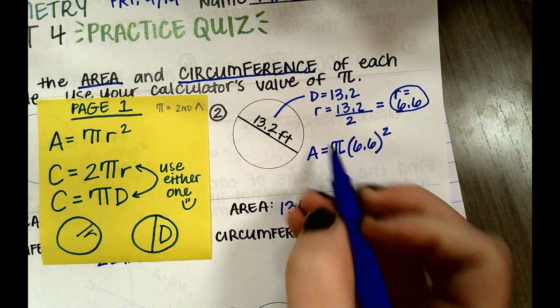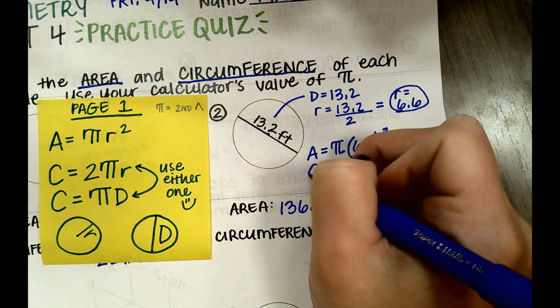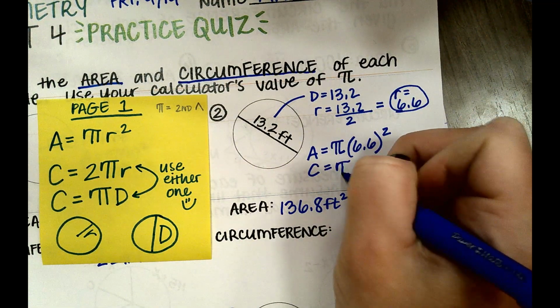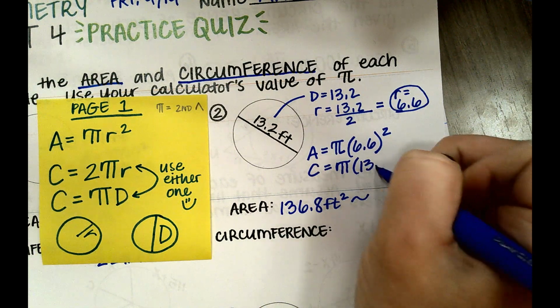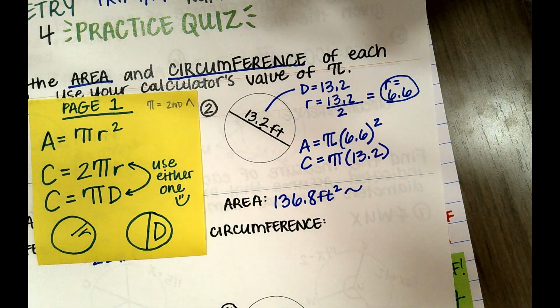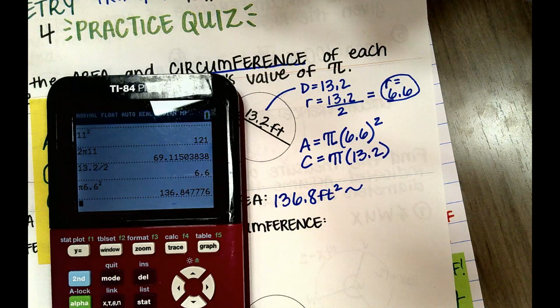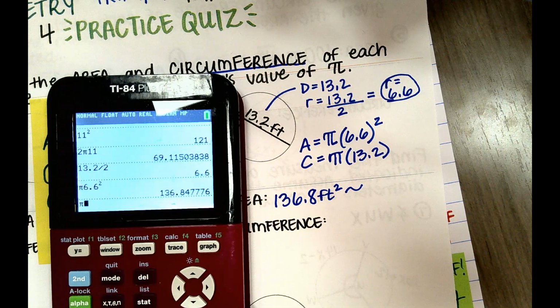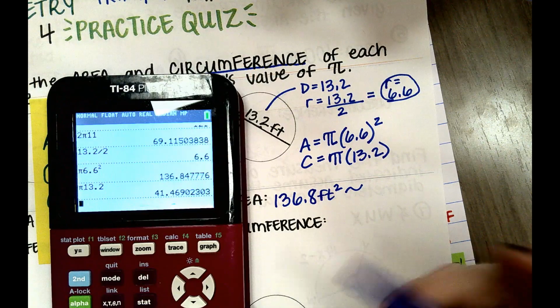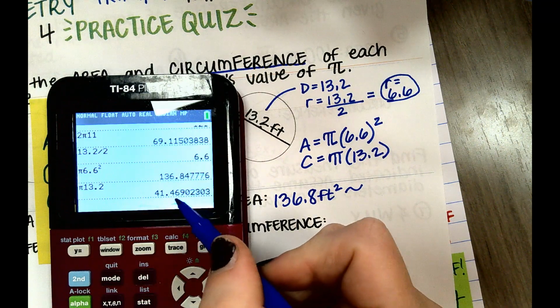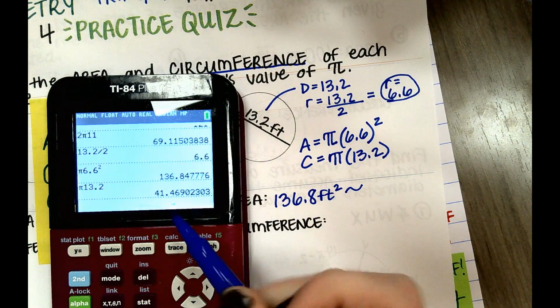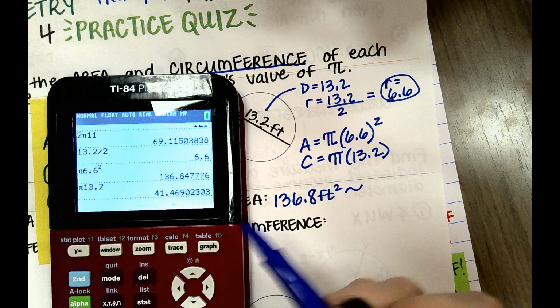It's just pi times 13.2. And let's see what that gives us. Pi 13.2. I got 41 point, that 6 makes the 4 round up to 5, so 41.5.